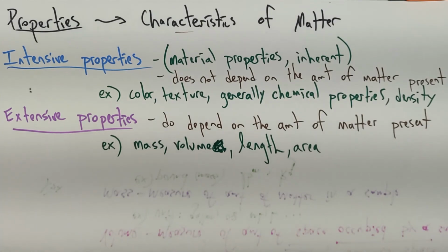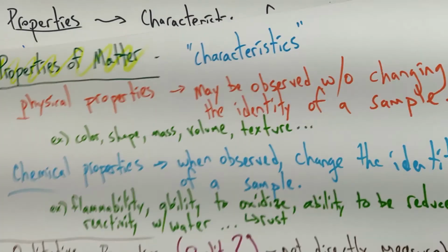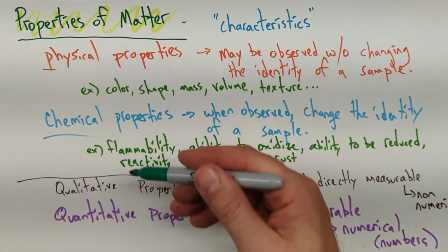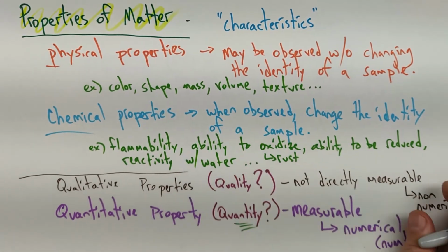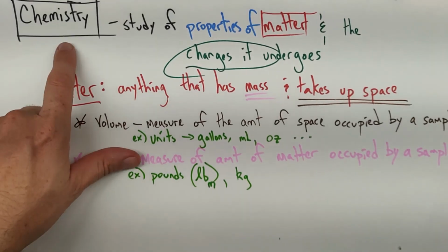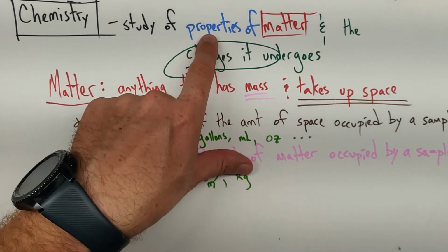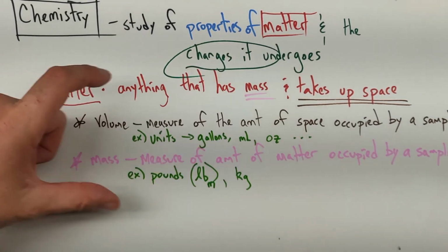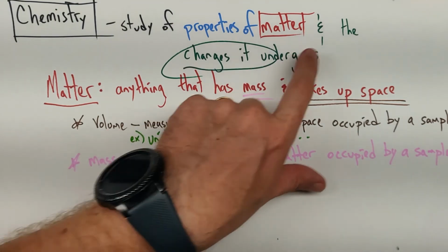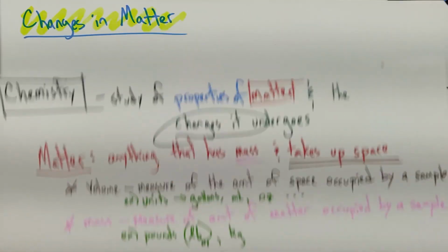Now we've discussed these different ways we can describe properties of matter, intensive and extensive, qualitative and quantitative, physical and chemical, and we need to talk a little bit about changes in matter. And the reason for that is our original definition of chemistry, which dealt with the properties of matter. We just handled that. Matter, we defined anything that has mass and takes up space, and now we need to handle those changes.